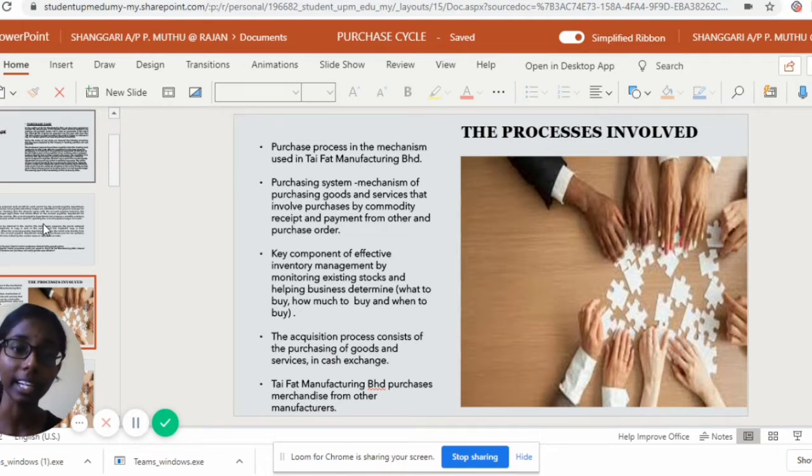Obviously, we can identify the purchase process as the one involved in this case because Thai Manufacturing purchases merchandise from other manufacturers. And the purchase process is a key component in inventory management. It is because by monitoring existing stocks, a company can determine what to buy, how much to buy, and when to buy the goods.